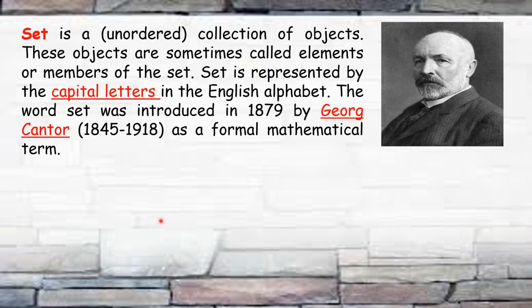Let's define first what a set is in mathematical terms. A set is a collection of objects. These objects are sometimes called elements or members of the set. We usually call them elements, but of course you can call them members of the set. A set is represented by a capital letter. Remember, you will always use a capital letter of the English alphabet to represent the set.